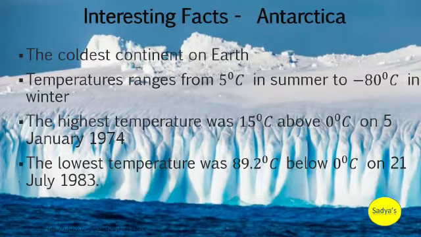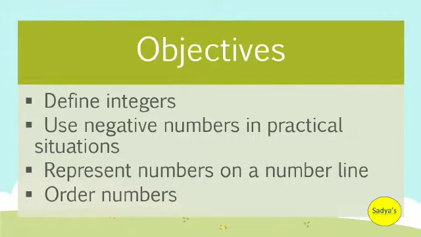So what does this temperature above and below 0 degrees Celsius mean? We are going to see in this chapter. By the end of the lesson, you will be able to define integers, use negative numbers in practical situations, represent numbers on a number line, and order numbers.